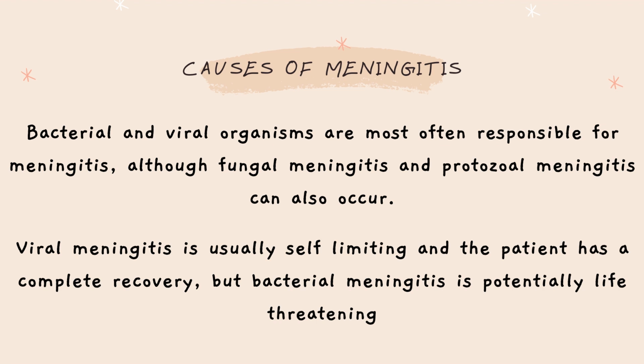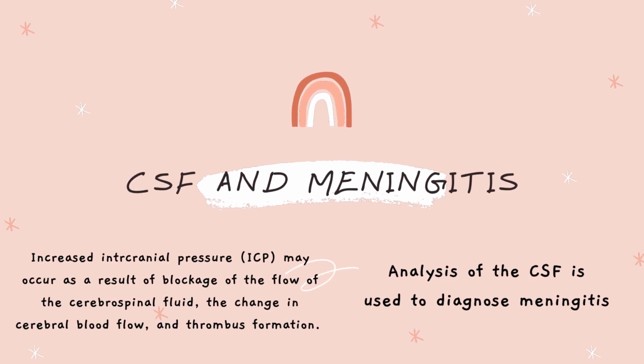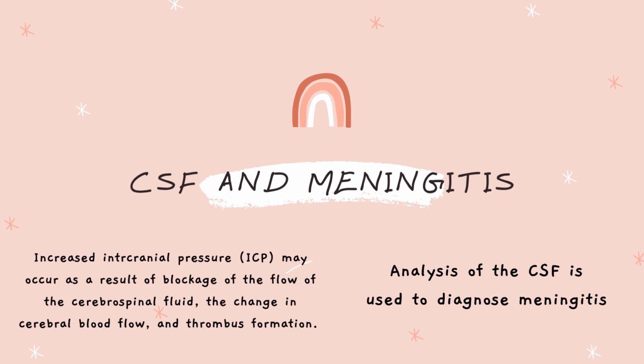Cranial nerve dysfunction, especially in cranial nerves 3, 4, 6, 7, and 8. Memory changes, including attention span changes, which usually shortens, personality and behavior changes, severe headaches, and generalized muscle aches. CSF is used to help diagnose meningitis, and meningitis can cause increased intracranial pressure as a result of blockage of the flow of the cerebrospinal fluid, the change in cerebral blood flow, and thrombus formation. Seizure activity may occur when meningeal inflammation spreads to the cerebral cortex.